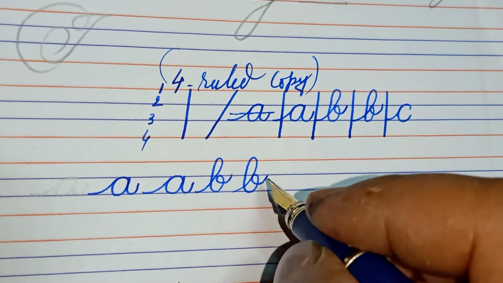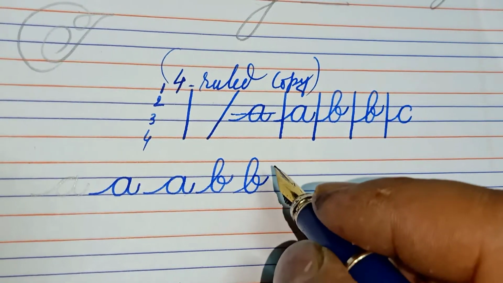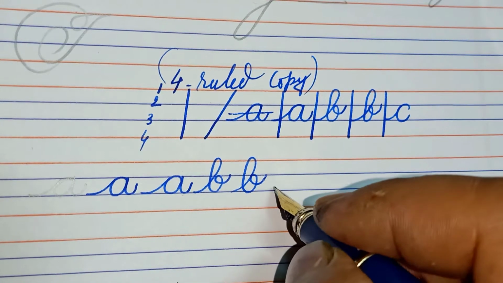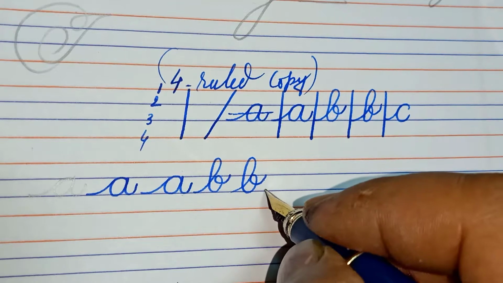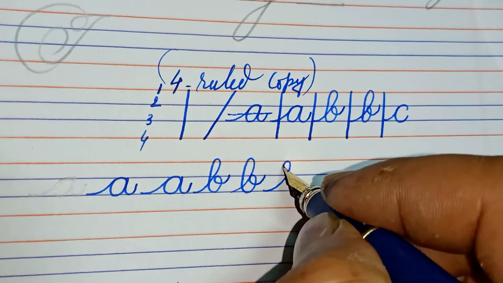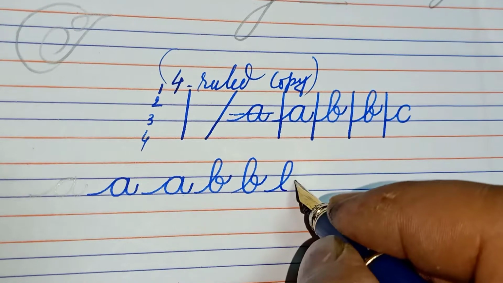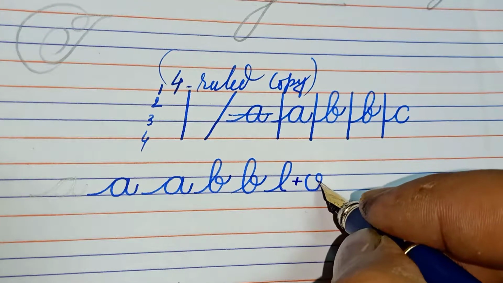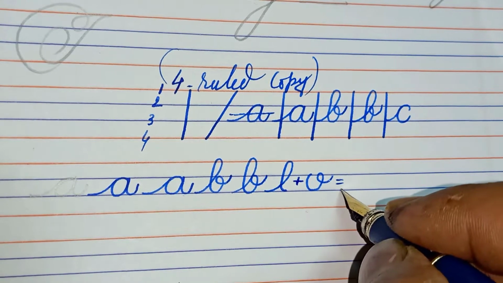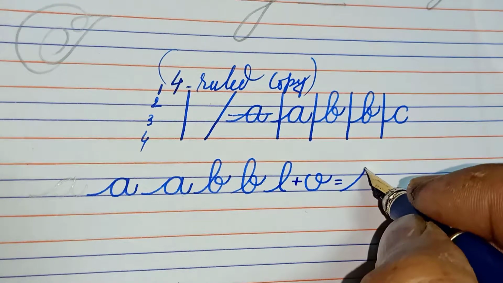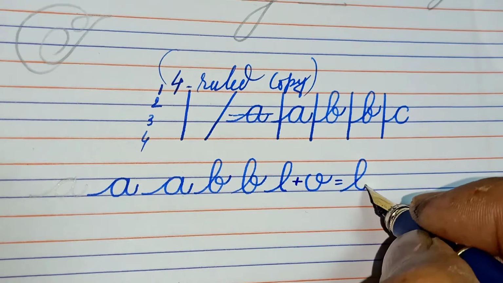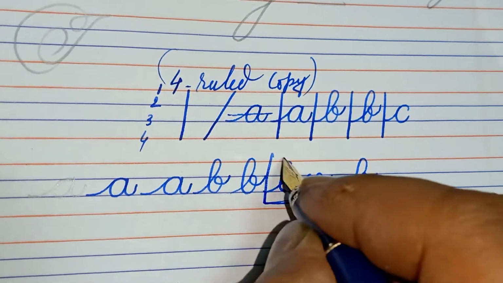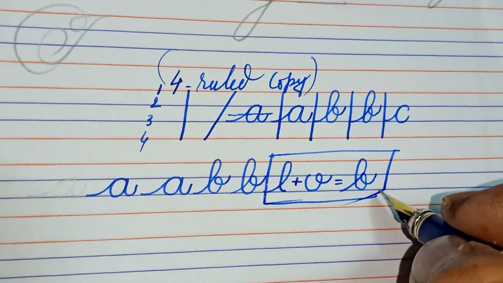Few people, or I have seen many YouTube videos, they will show you the basic strokes of B. They will show you like this, plus like this equals to B. But you know, this process is totally wrong. No one teaches like this.